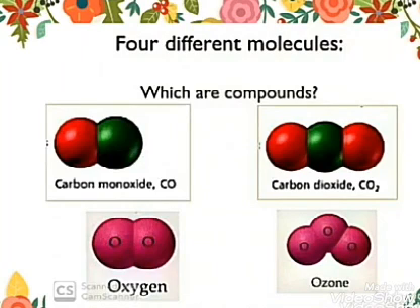Can you identify which are compounds among them? Yes, carbon monoxide is a compound because it is made up of two different kinds of atoms, that are carbon and oxygen. Likewise, carbon dioxide is also a compound because it is made up of carbon and oxygen, two atoms of oxygen and one atom of carbon.